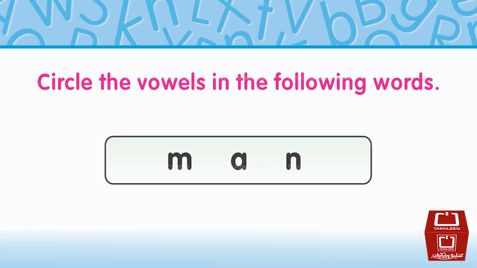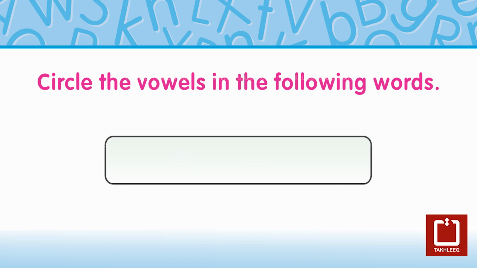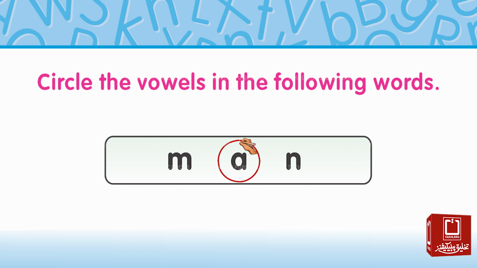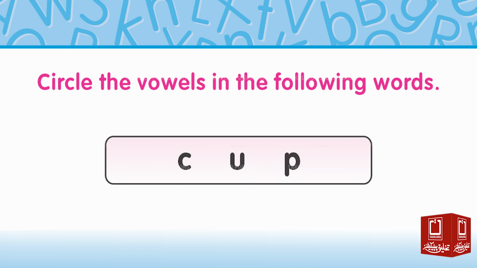Here is a word man. M-A-N. Man. A is vowel in the word man, so we circle A. Here is a word cup. C-U-P. Cup. U is vowel in the word cup, so we encircle U.